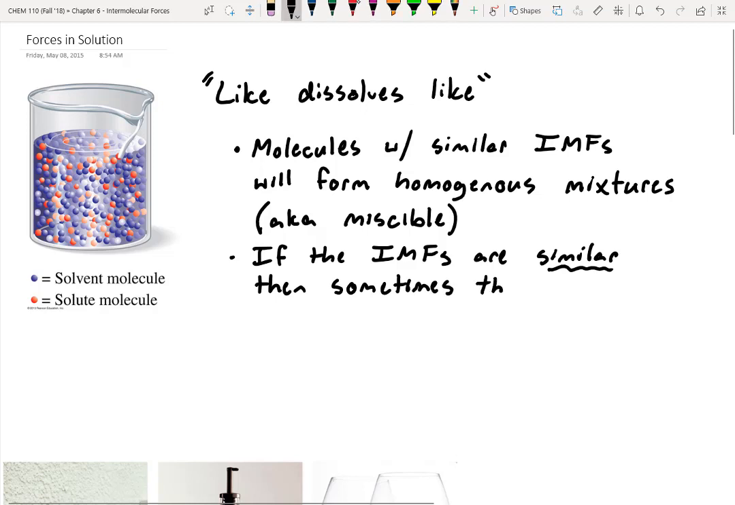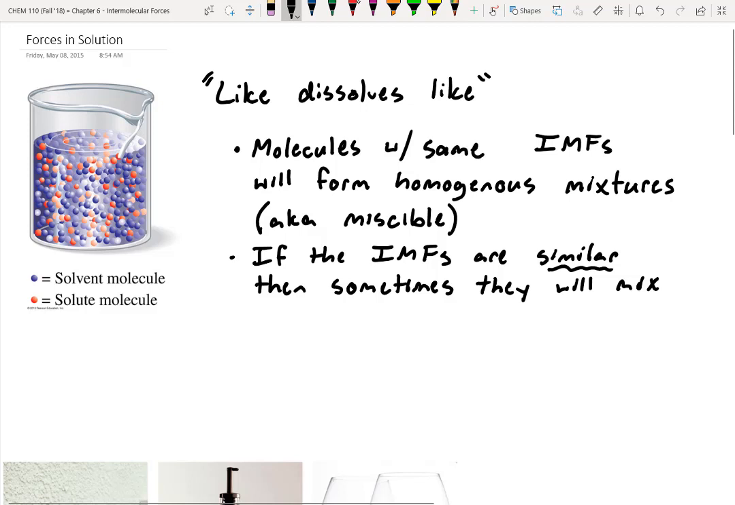So an example of this situation would be sodium chloride and water. On the top one, would that be molecules with the same IMFs? Yes, exactly. Molecules with similar or the same intermolecular forces will usually form homogeneous mixtures, meaning they'll be miscible. So you can swap out similar for the same. The bottom one says if they're similar, meaning not exactly the same, sometimes they will mix, sometimes they won't. So let's change that to avoid confusion.